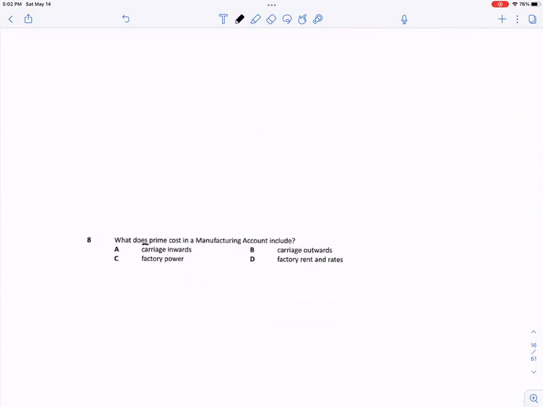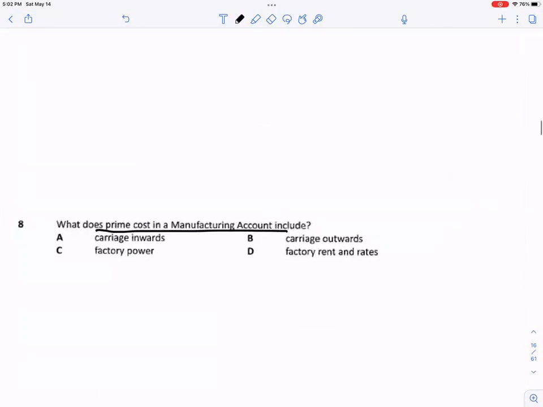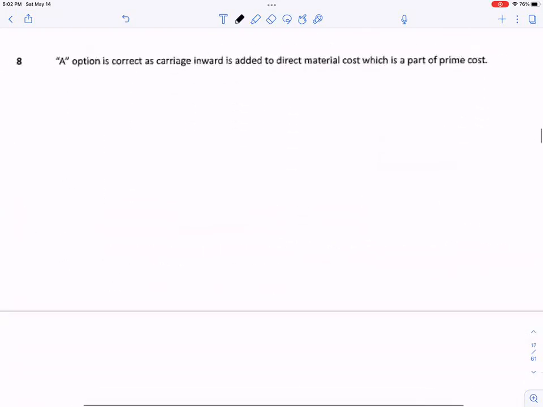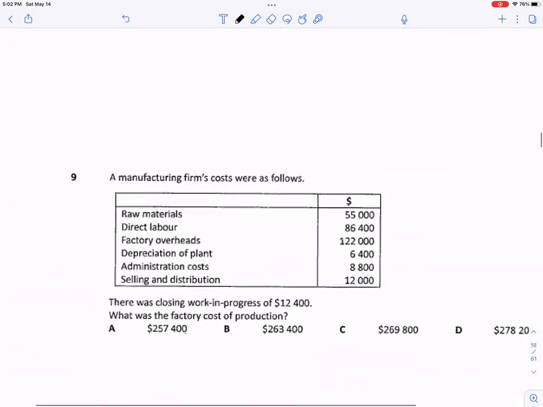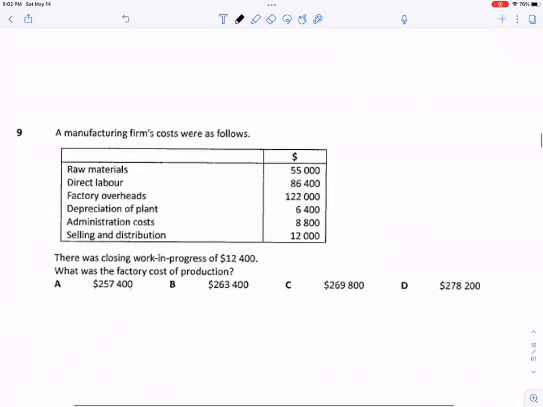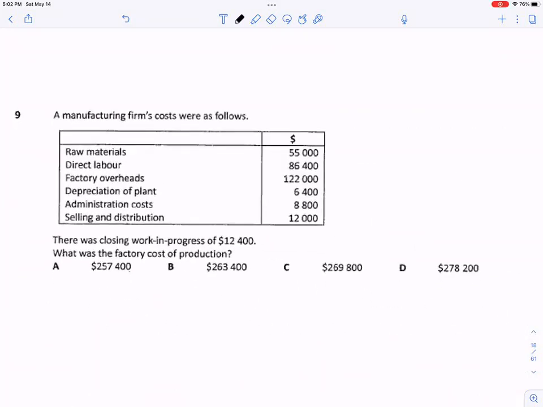Come on. But two. Yeah, one second. It's carriage inwards. Go to the next one. Whose turn? Mine?